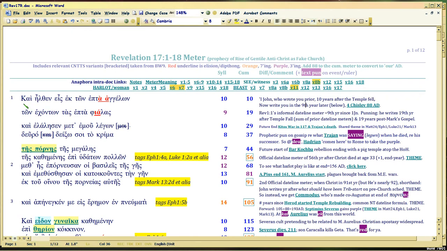Now, in Revelation 17, we're well into the book. It's all the same year, though.